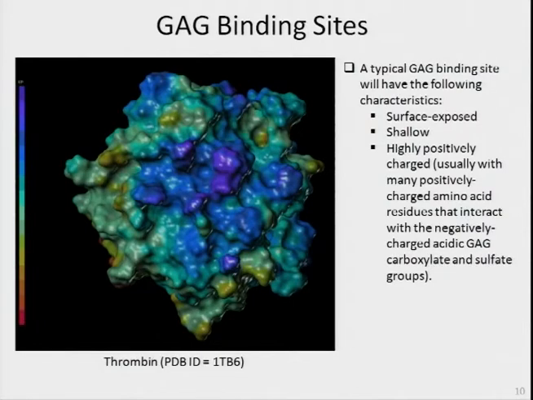Also, GAG binding sites tend to be fairly surface exposed and shallow. They're unlike many other binding sites for drug molecules that are kind of deep pockets. Unfortunately, my other computer isn't working, or I'd have an animation to show you that this site is really quite shallow. You can have some grooves and things in there, but generally they're fairly shallow.